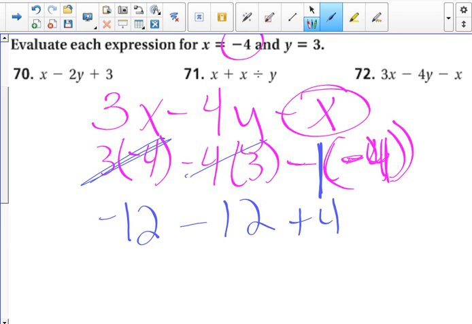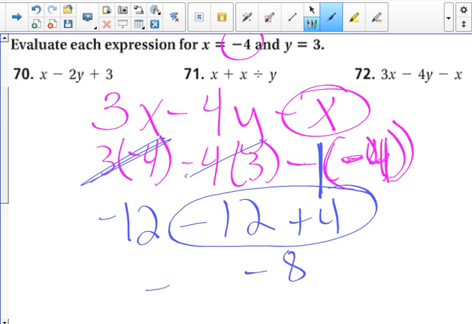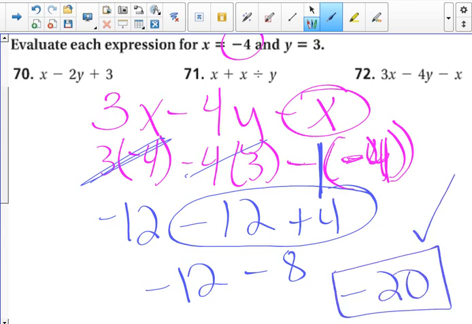Now you're going to do your PEMDAS. So the most correct thing would be to add negative 12 to positive 4, which gives us a negative 8. Carry down the other negative 12, and then we have a negative 20. And that's our answer, negative 20.